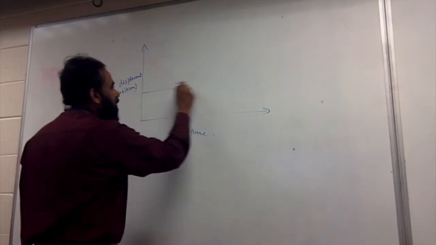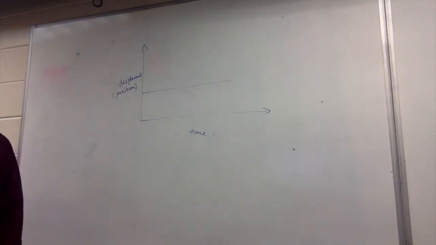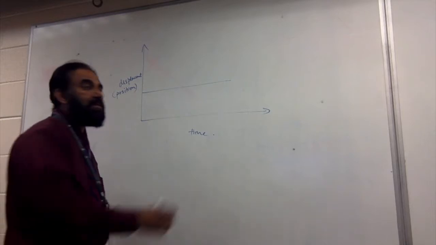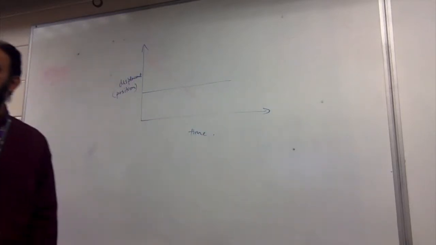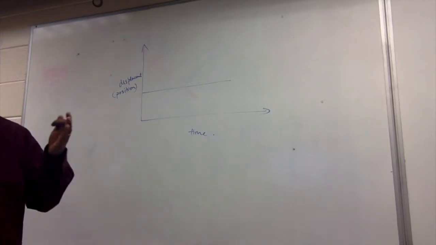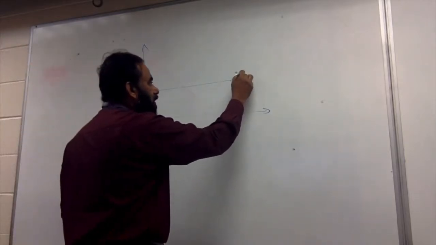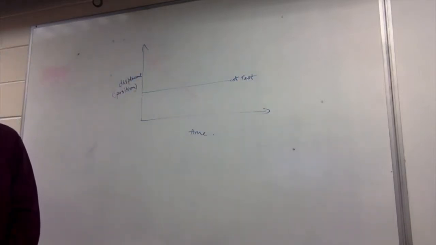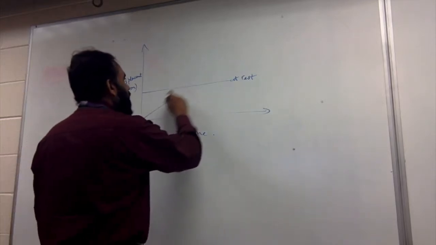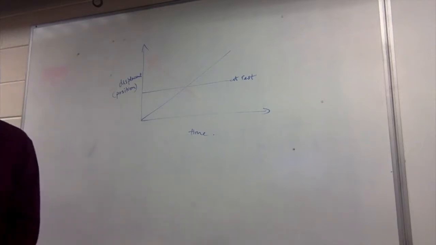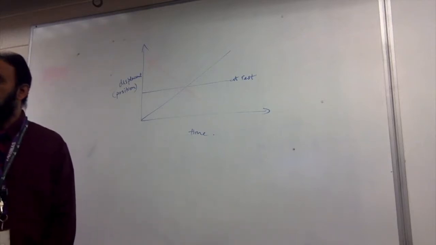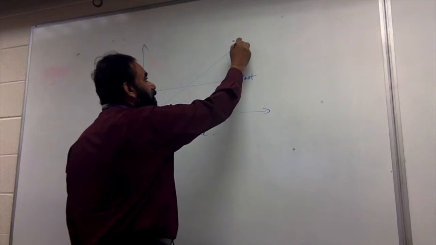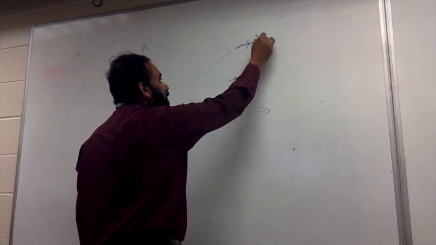What does this line represent on a displacement time graph? Now you should be able to do it faster. What is it? No velocity, no change, which means at rest. Zero velocity, zero slope, so it's at rest. What is this line? I'm drawing the same lines. Uniform velocity. So this is uniform velocity.